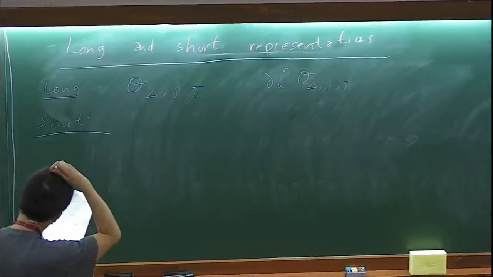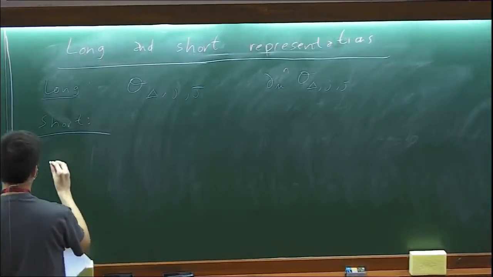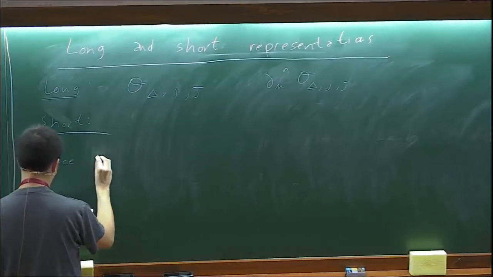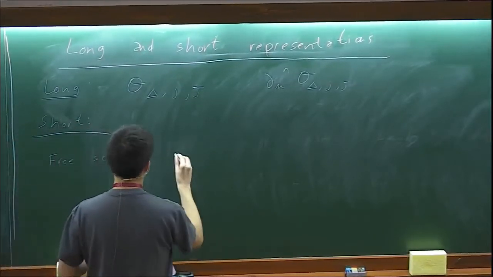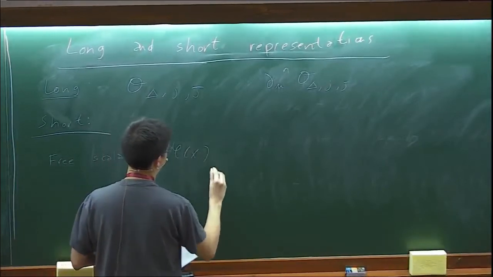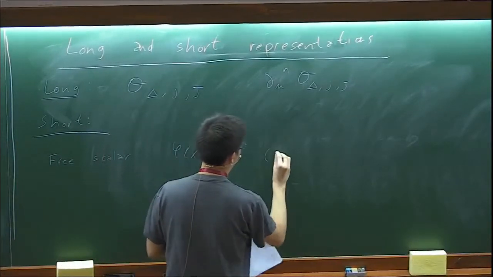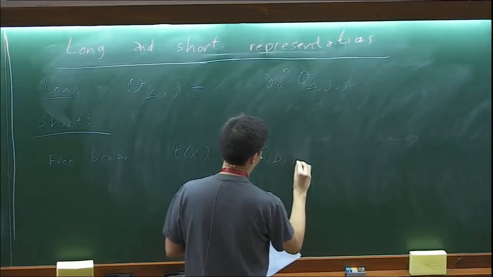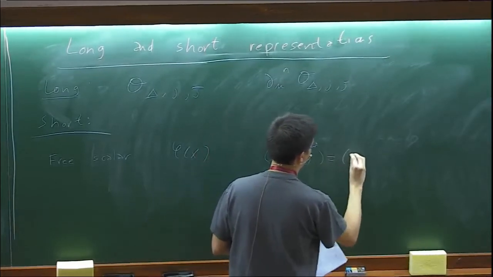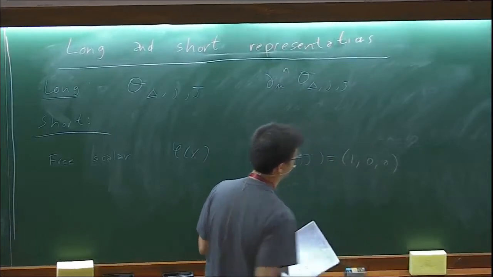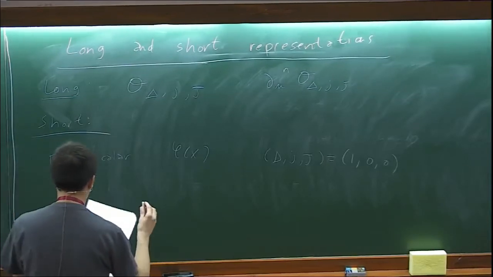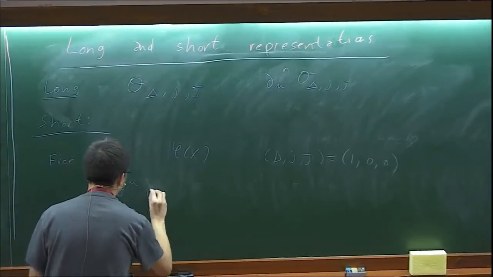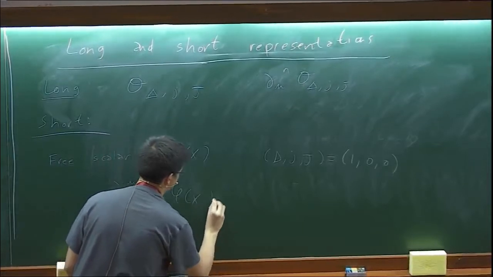So one very famous representation is a free scalar. A free scalar is represented by a field phi, in which the quantum numbers are delta equals 1 and the Lorentz numbers are 0. And we know that a free scalar satisfies equations of motion. We know that d mu d mu acting on phi of x equals 0.